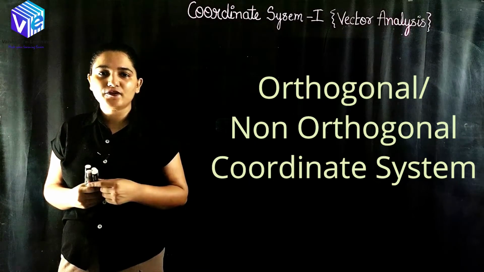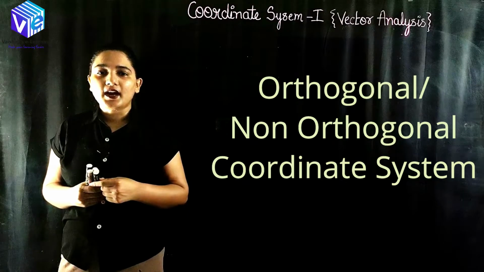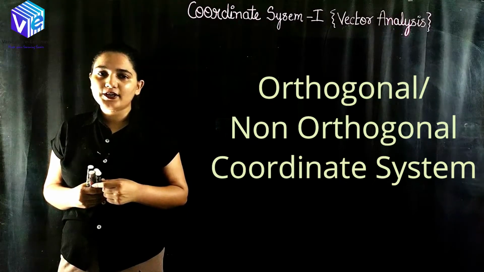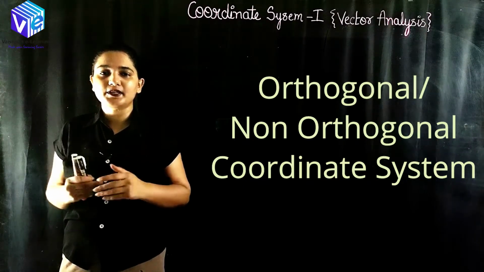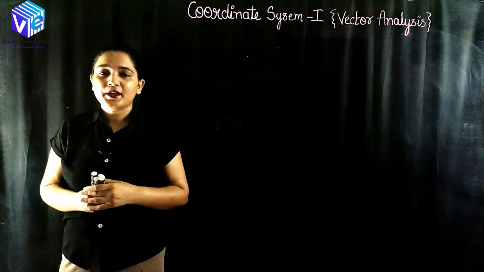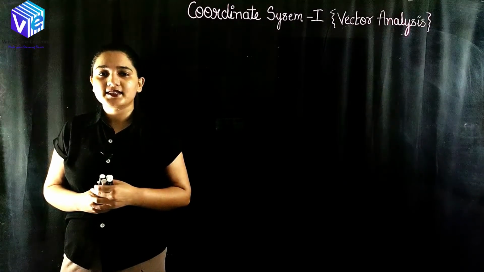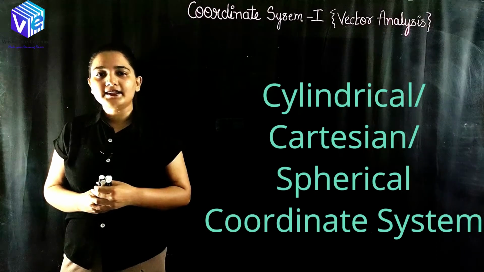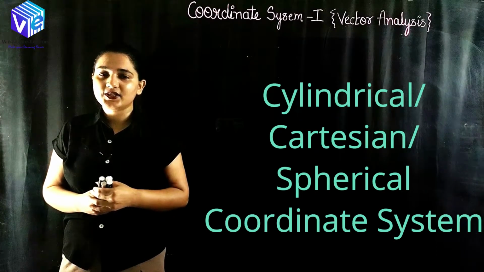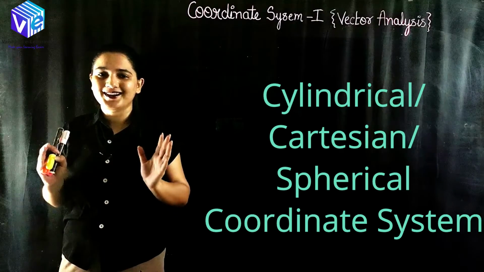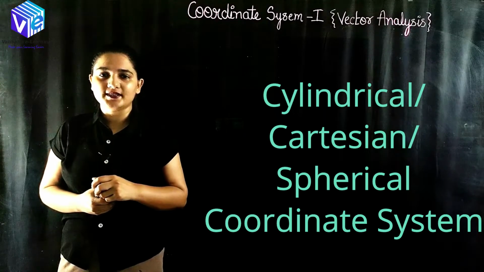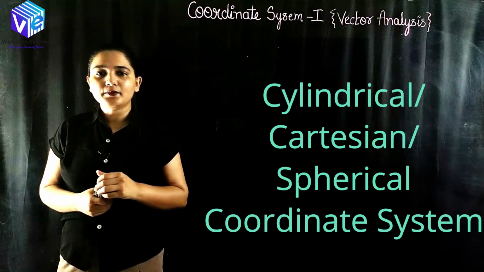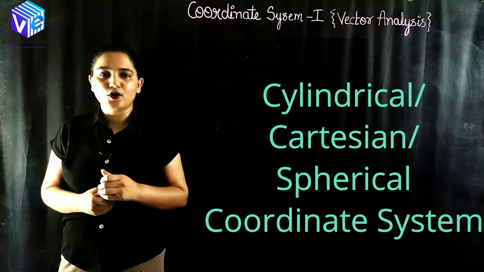And what are the examples of the orthogonal coordinate system? The Cartesian coordinate system, cylindrical coordinate system, spherical coordinate system, elliptical coordinate system, conical coordinate system. These are all the examples of the orthogonal coordinate system. So we will be discussing the cylindrical, Cartesian and the spherical coordinate system in this session, and will not be discussing more coordinate systems. So we'll be restricting our discussion to these three coordinate systems only. In this lecture we will be focusing only on the Cartesian coordinate system.